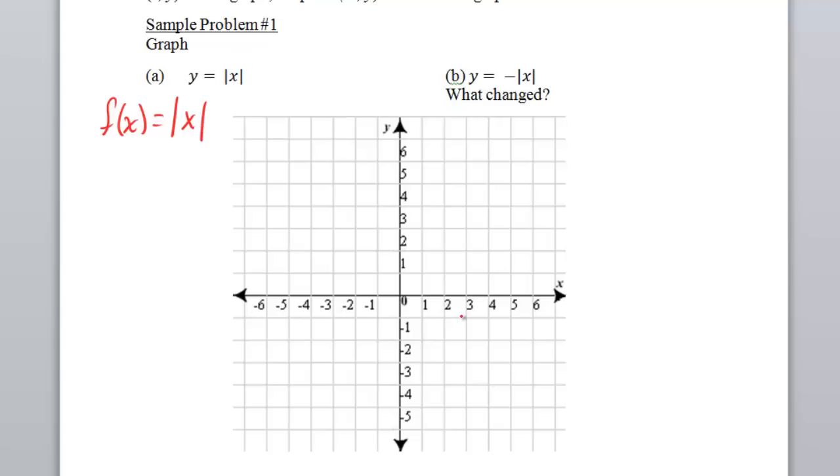And so what we want to do here for sample problem number 1, what I would like you to do is to go ahead and graph y equals the absolute value of x, then graph y equals negative absolute value of x, and then tell me what's changed from the original parent function to the part B function. So go ahead and take your time and do that right now and come back and check out the answer.